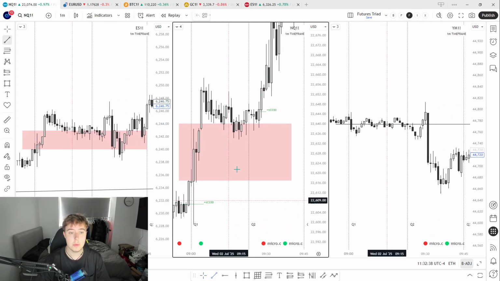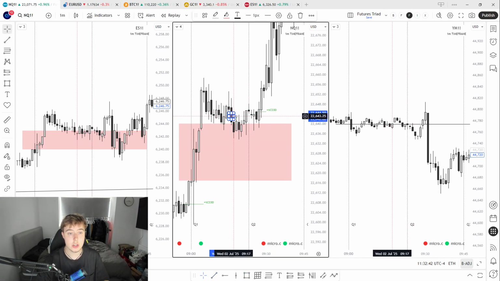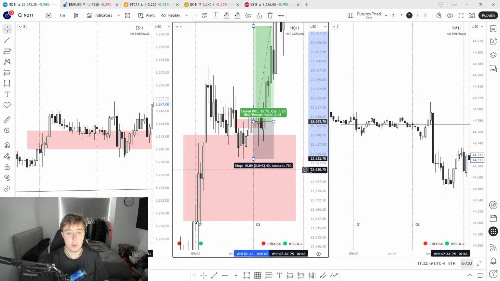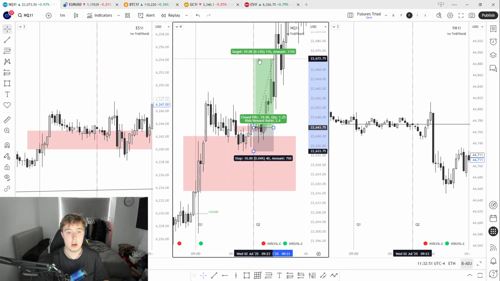So what do we do? 5 minute gap. All we did was just wait for an inversion, okay? Inversion occurred there. And then I took my entry right here inside of the inversion. Stopped on the low. And then, target my 3RR, which I got there very, very nicely, okay?